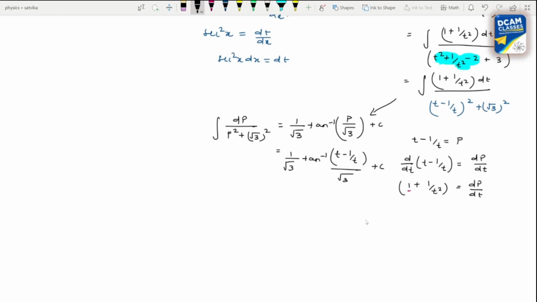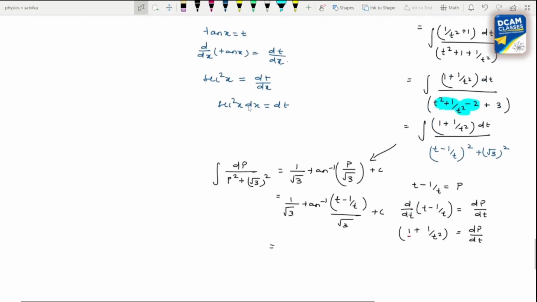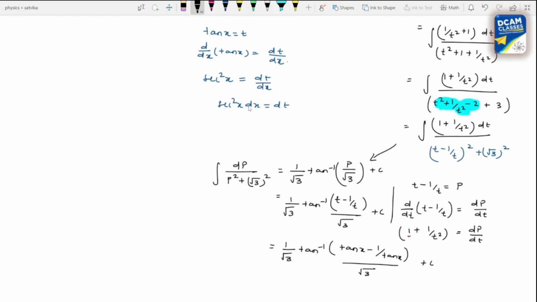And now again we will substitute because we have taken t as tan x. So it will become 1 by root 3 tan inverse of tan x minus 1 upon tan x, by root 3, plus c. This is your answer.